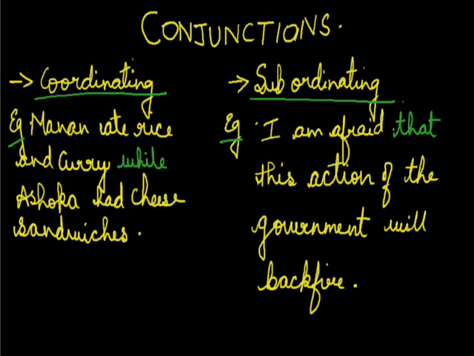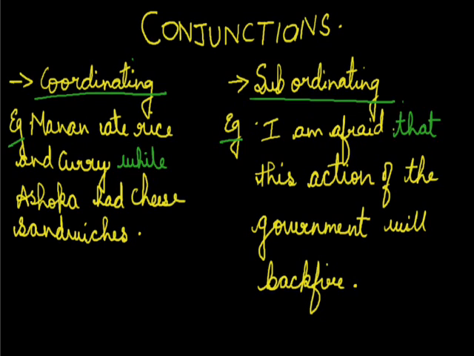Conjunctions. A conjunction is a word used to join words, phrases, or sentences. For example, tea is a popular beverage, coffee is a popular beverage. Now if you join these two sentences with the conjunction and, the sentence will be: tea and coffee are popular beverages.